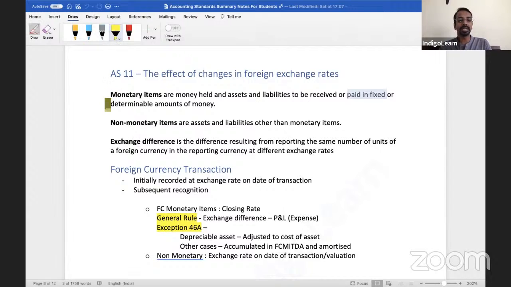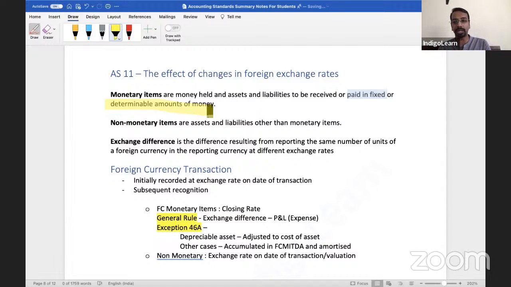Meaning to say, the amount that you will pay is determined, it is fixed, right? Now, examples, as I told you, debtors, it could be loans, it could be trade payables, it could be sundry creditors, what you may call. All of these are known in terms of money. They will not change. There may be a bad debt case. There may be a settlement discount and all of that. But the amount that you will receive is fixed and determined. These are called monetary items.